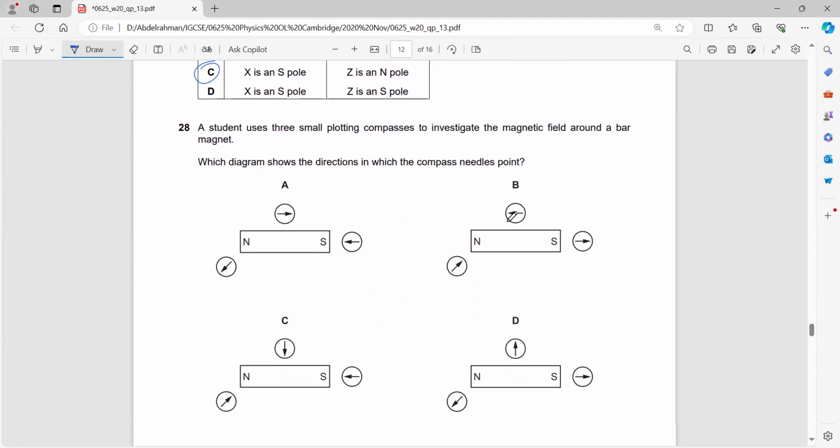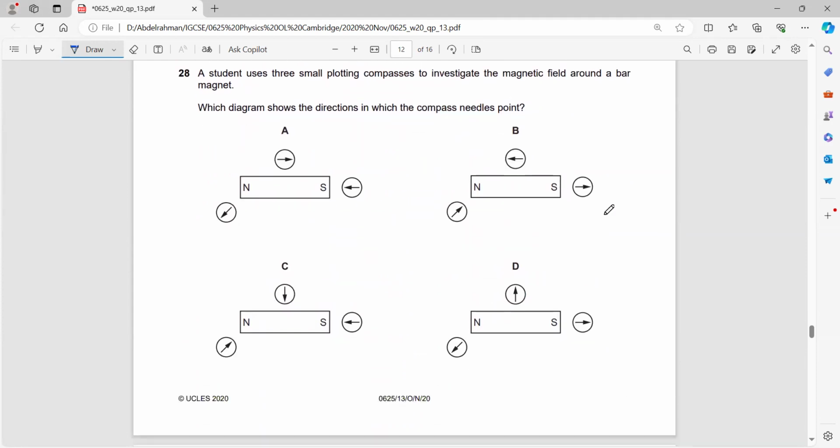Which diagram shows the directions in which the compass needles point? Which direction is correct? We can cancel out C and D. Why? Because you can never have a compass needle pointing upwards or downwards in this position, between the north and the south pole. You cannot have this. This is definitely wrong. So is it A or is it B?